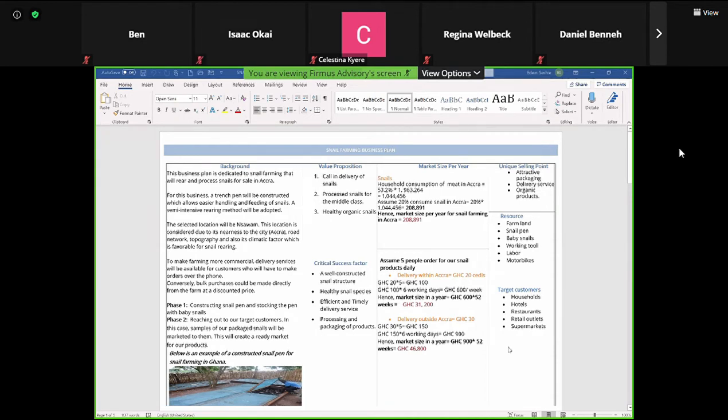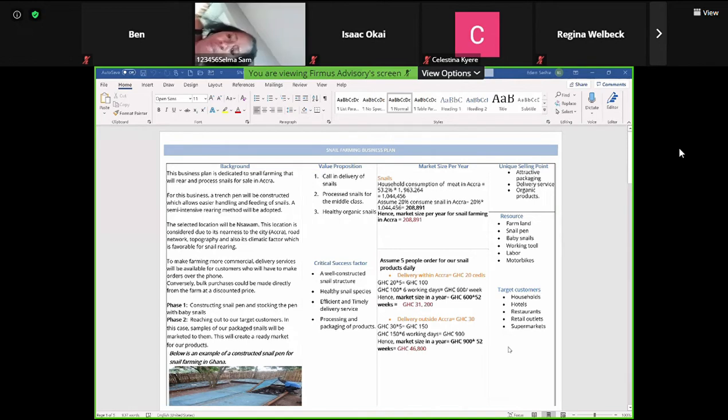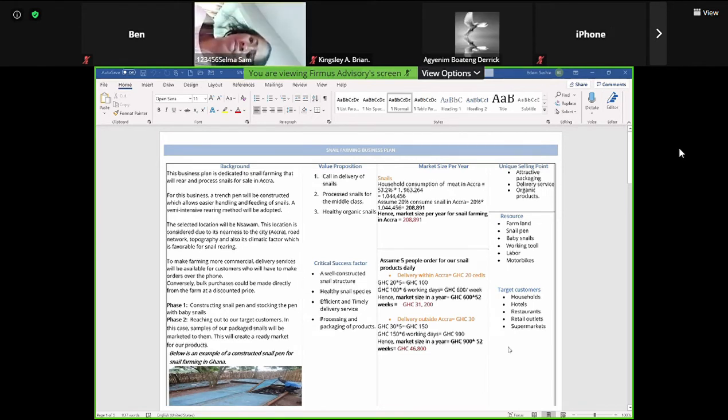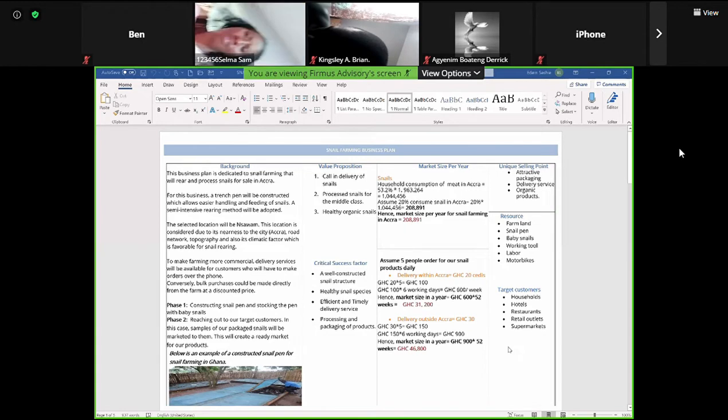Because I'll be delivering to your office, you probably might not want to see the shell and all that stuff, or the smell that goes with it. So instead, I'm going to process it and put it in a bag. It's going to be organic, no artificial stuff added to it. So that is my purpose. That's my value proposition. Now for me to do it, I'll need to construct this, look for healthy snail species, look for efficient and timely delivery service, and then processing and packaging of the product. So those are the things that constitute my value proposition and things that I intend to do.